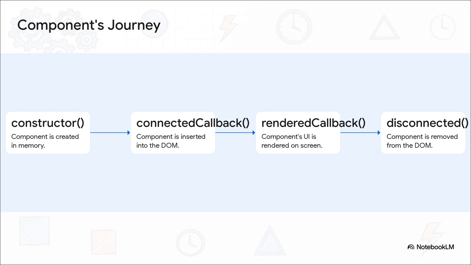And here's the thing about this journey. It follows a very specific, totally unbreakable order. First up, you have the constructor. Right after that, connectedCallback. Then comes renderedCallback. And at the very end, disconnectedCallback. Nailing this sequence is absolutely fundamental. It's the key to understanding and controlling how your components behave.